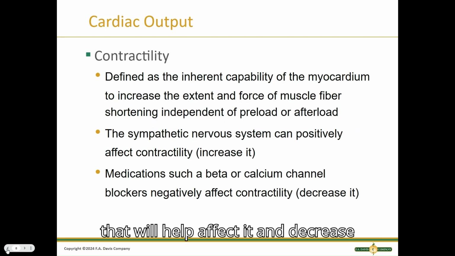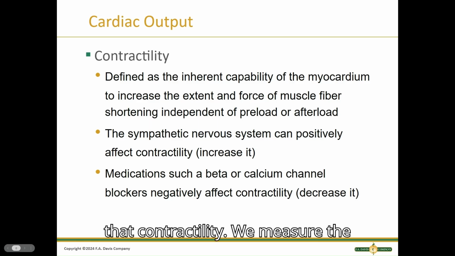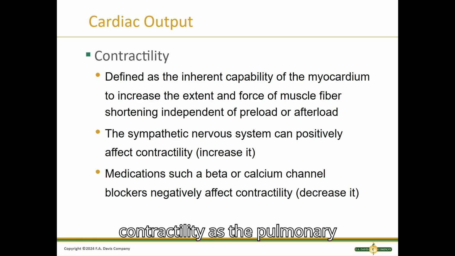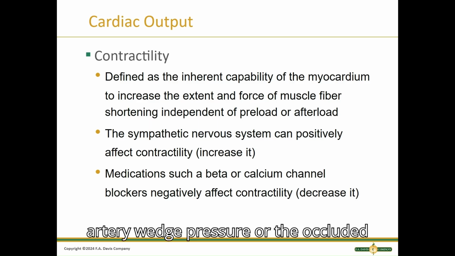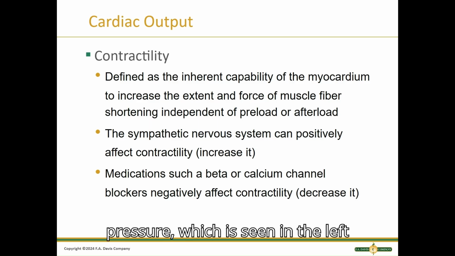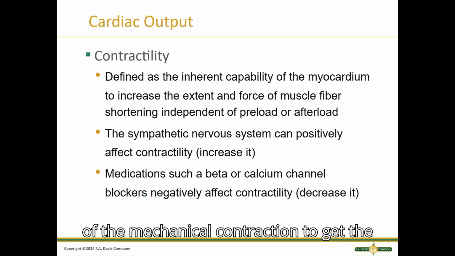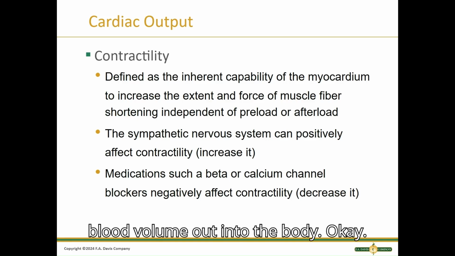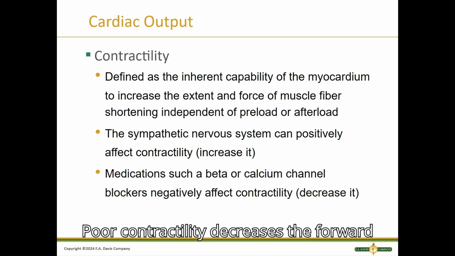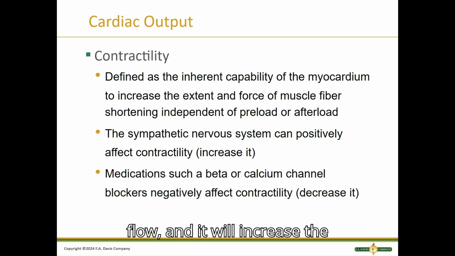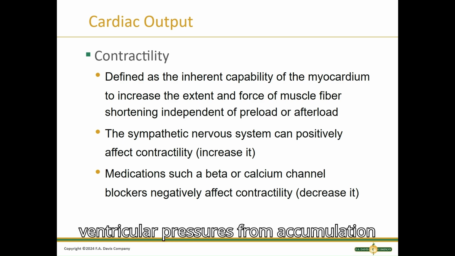And then we look at contractility. Contractility is defined as the inherent capability of the myocardium to increase the extent and the force of the muscle fiber shortening independent of preload or afterload. The sympathetic nervous system can positively affect the contractility. It'll increase it. And then there are medications that we can give that will help affect it and decrease that contractility.